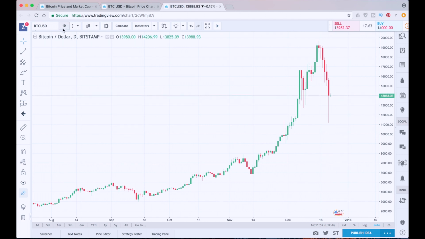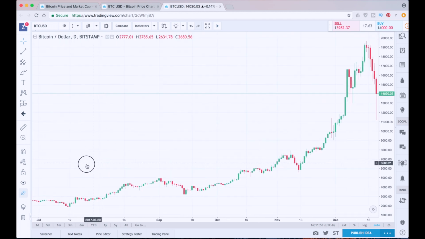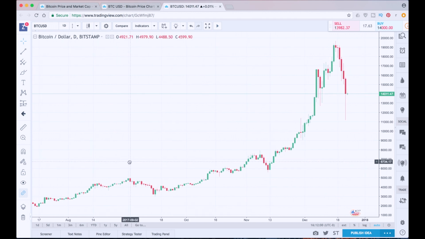And if we look up here, you'll see that this is in increments of 1 day. So this is a more longer term snapshot. Obviously you'll see that this goes all the way back to August, and you could even go further back. And you'll see the general trend that Bitcoin has been running through over the last year. It's no surprise that it's a continuous uptrend until you get to the recent point.